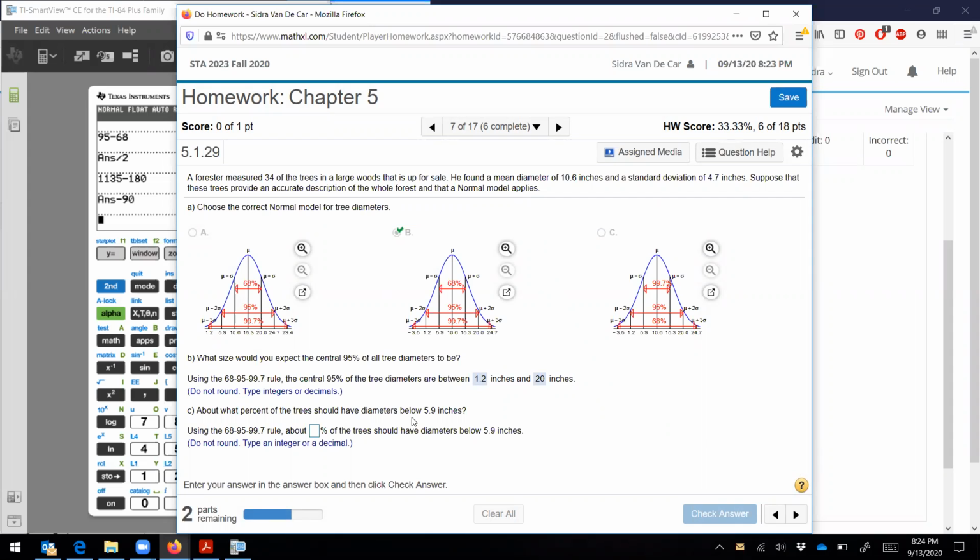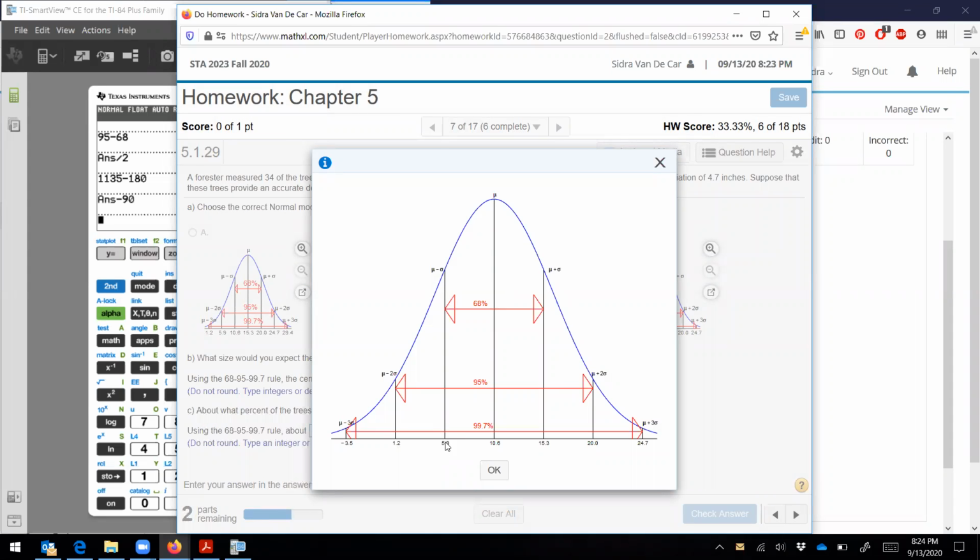About what percent of these trees should have diameters below 5.9 inches? Okay, so 5.9 is right here. So now the same thing, this 68 means that I've got 34%, half of the 68 here, and 34%, half of the 68 here. But notice all of this is 50% of the data, right? So I want to know going this way. If all of this is 50%, I want to remove the 34. So I want to do 50 minus 34, and that gives me 16% of the data that would be below 5.9.